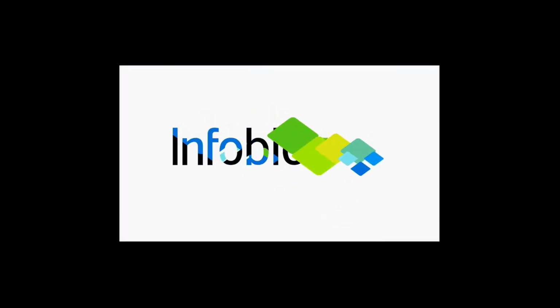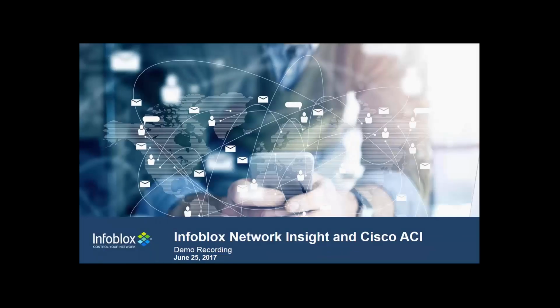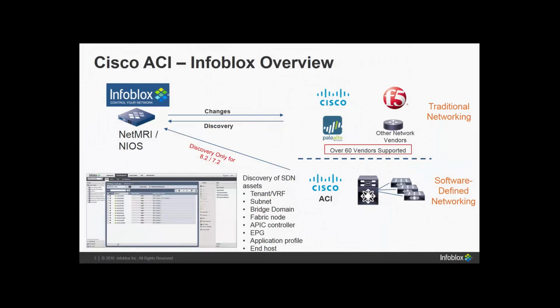This is a demo recording of Infoblox Network Insight integration with Cisco ACI. This is coming with the Network Insight release 8.2. The integration, similarly to how we use discovery of traditional network devices, as you can see on the top of the screen, we're now gathering data from Cisco ACI also. In this first release, we'll just be focusing on discovery, not making changes. And this is supported both for NetMRI 7.2 and Network Insight 8.2.